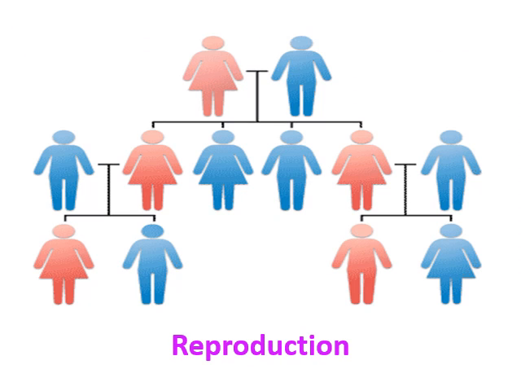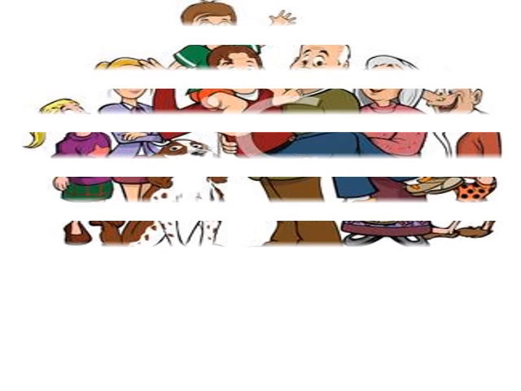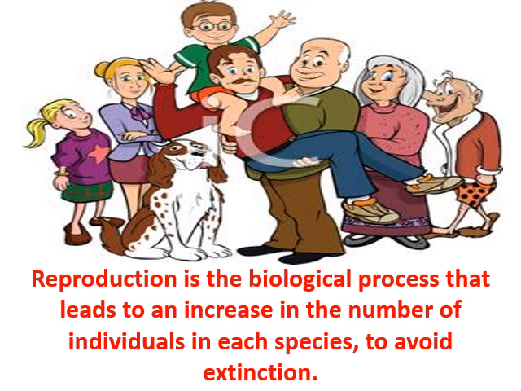First, what is the meaning of reproduction? We see this tree, the pedigree of the family. We are going to define what reproduction is. Reproduction is defined as the biological process that leads to an increase in the number of individuals in each species to avoid their extinction.